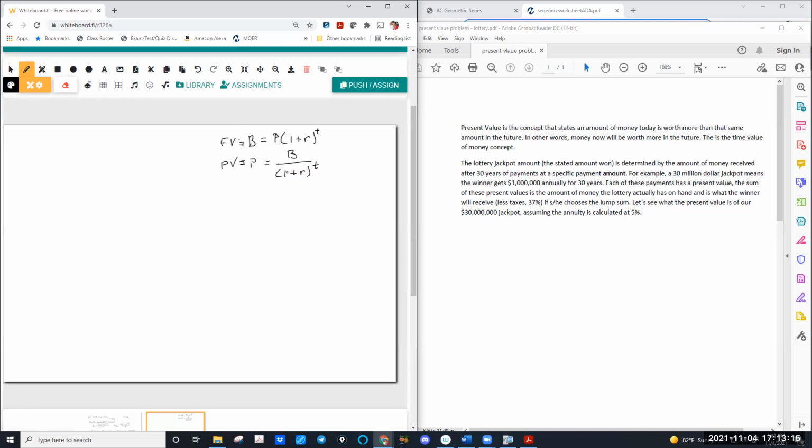So what does this do? That reverses it. This says, okay, if I want to have a certain amount some number of years from now, here's what I need to have now. All right.